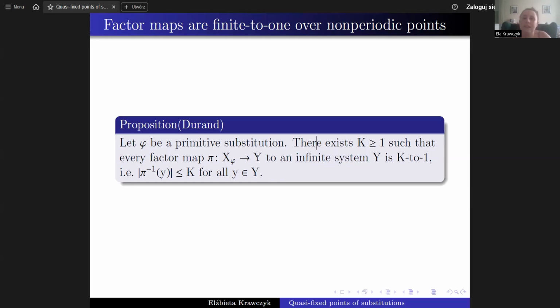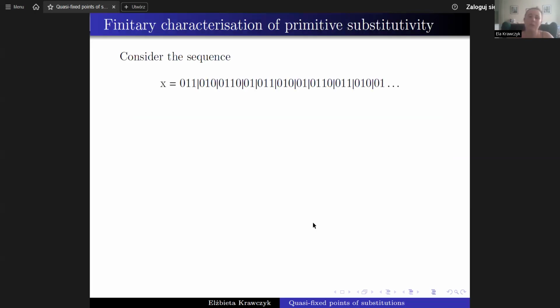Okay, so this is the same result if my phi is primitive substitutive, not of constant length. And one has a very nice inherent characterization of primitive substitutivity, of being given by a primitive substitution, due to Durand. And it says the following.